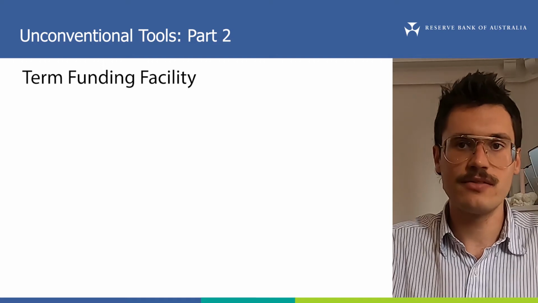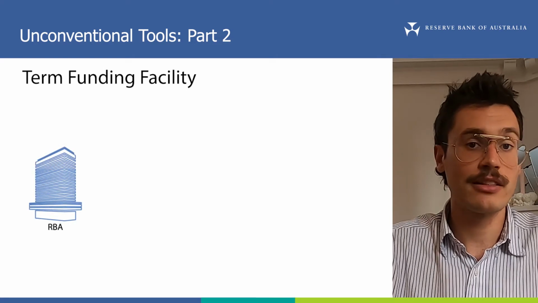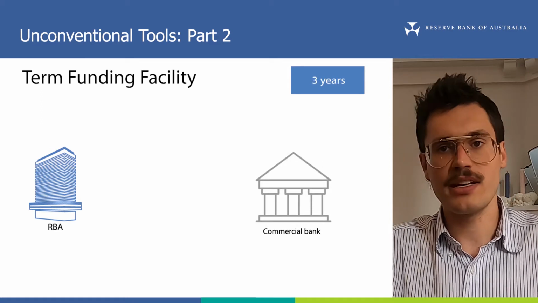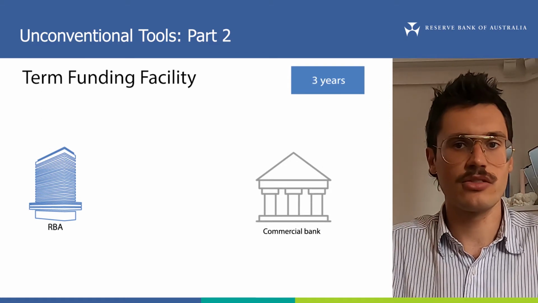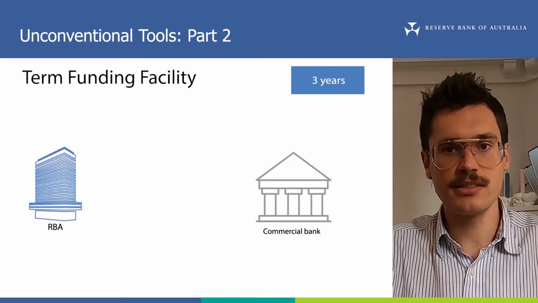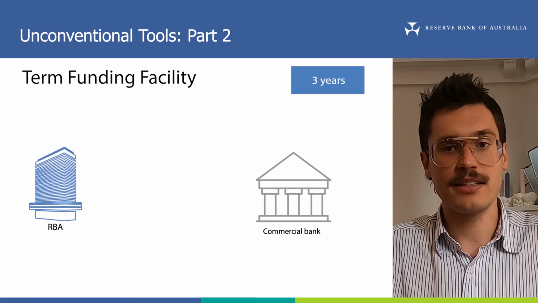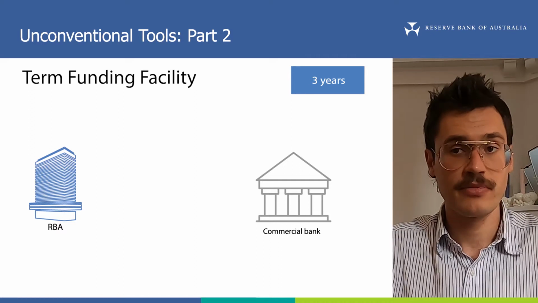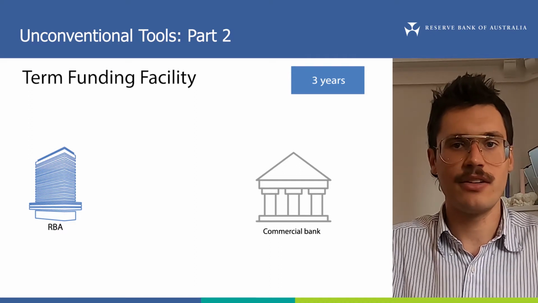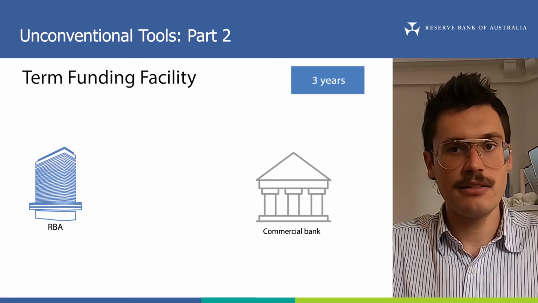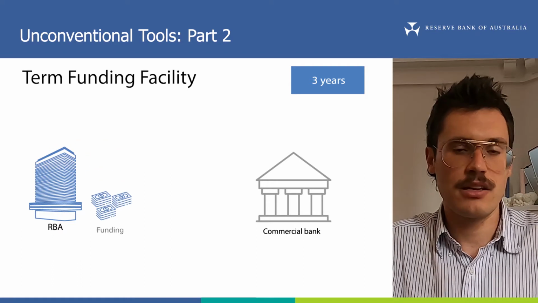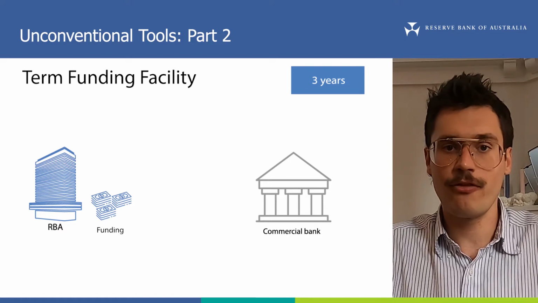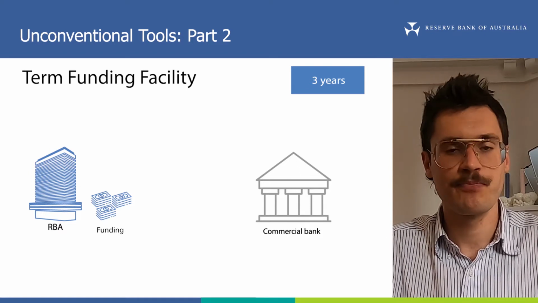The TFF has involved the RBA offering to provide low-cost funding to banks for 3 years. The goals of the TFF are to reduce the cost of borrowing for households and businesses, and to encourage banks to lend to businesses, especially small and medium businesses. Let's talk more about how the TFF works. Well, basically, banks borrow money, called funding, from the RBA. We call the money funding because it's used to fund the activities of the bank.